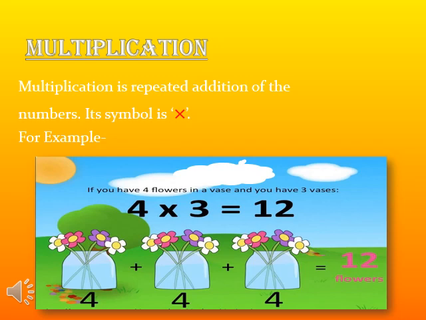To get 4 into 3, read the table of 4 for 3 times. 4 ones are 4, 4 twos are 8, 4 threes are 12. It means 3 vases will have 12 flowers.